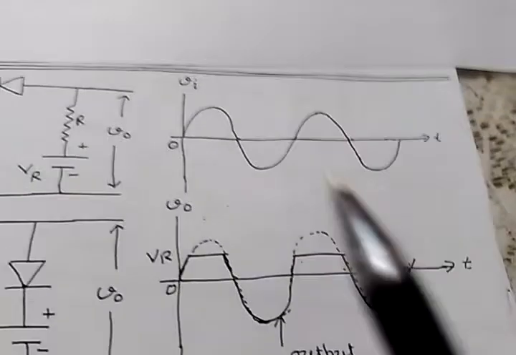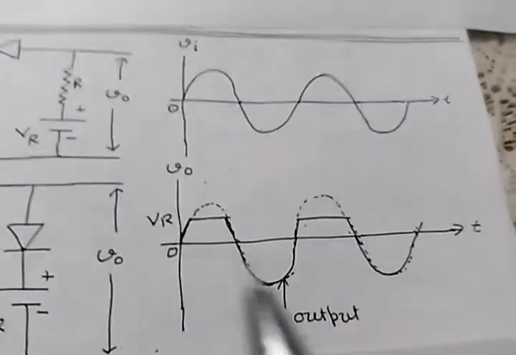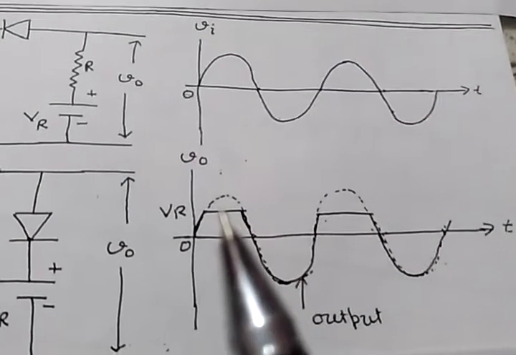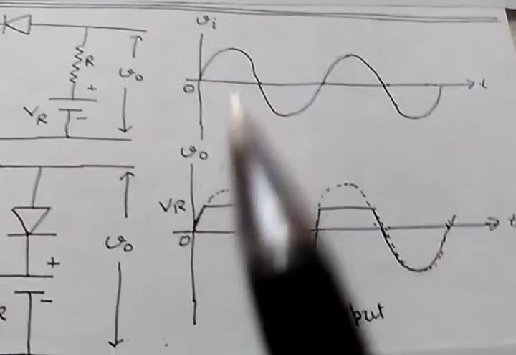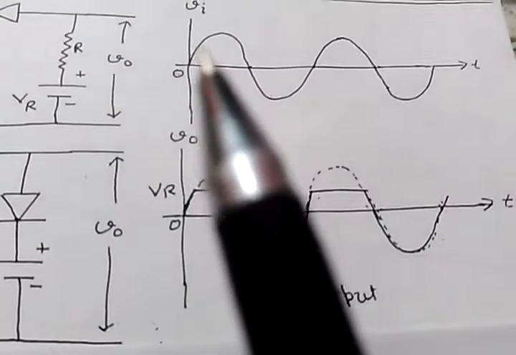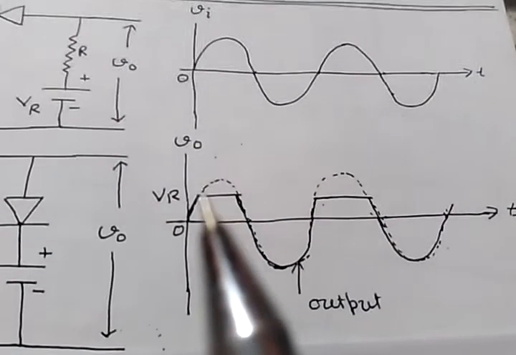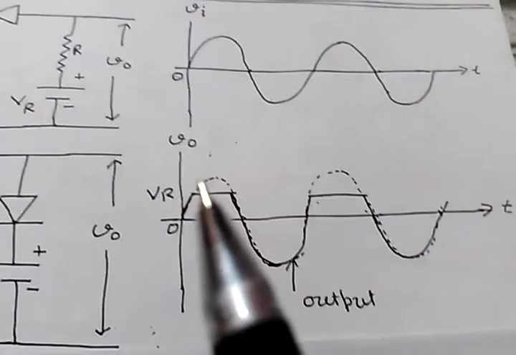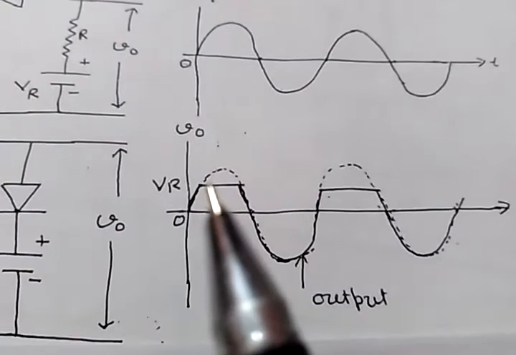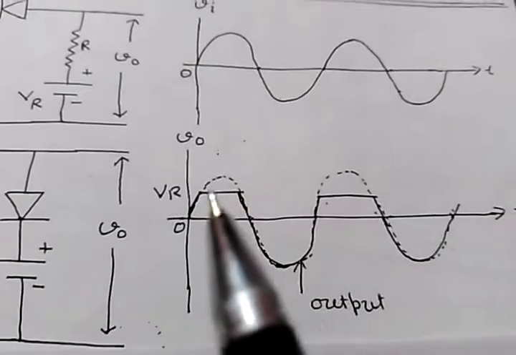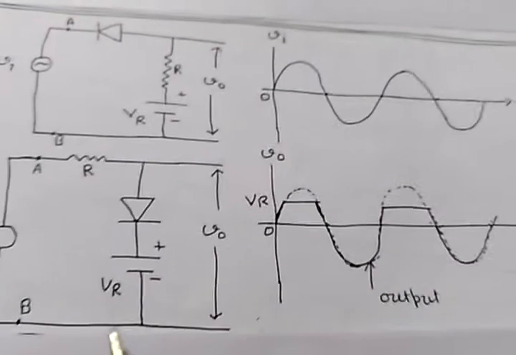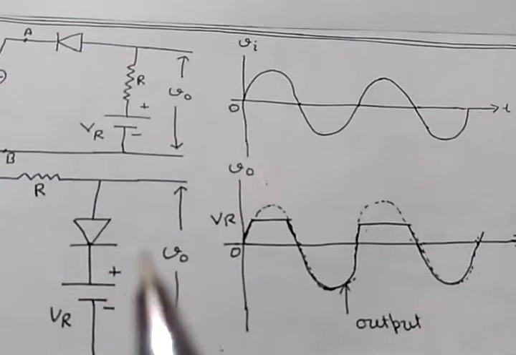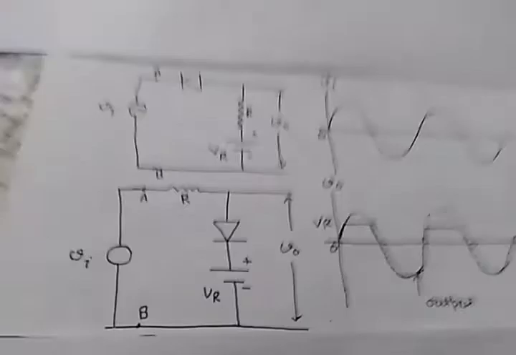This is the input waveform and this is the output waveform. Here, as we are seeing, above the VR, the output is constant when input signal is above the VR. Input signal above the VR has been shown by this dotted line. For this input signal, the output is constant at VR. So VR is the reference voltage above which we have to clip the input waveform at the output.